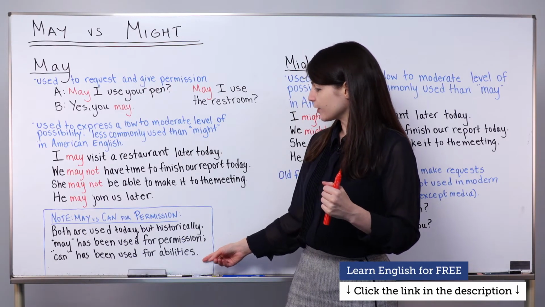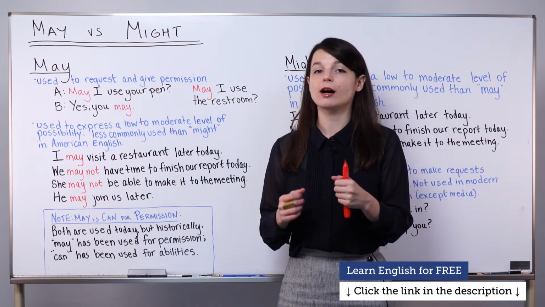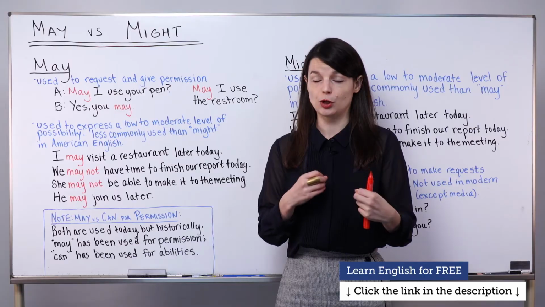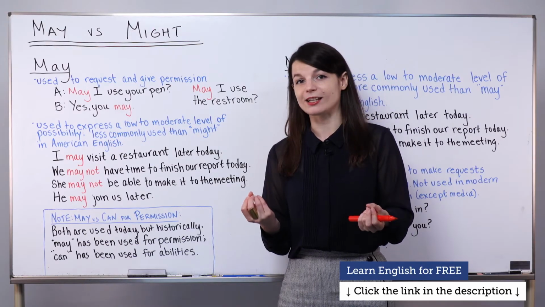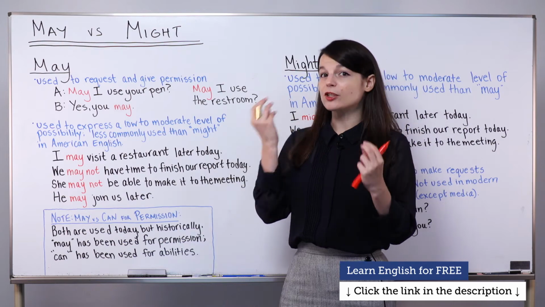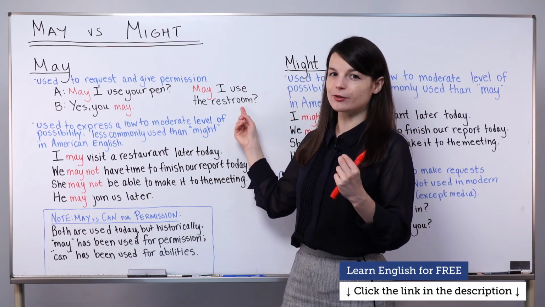Can, however, historically, has been used to talk about abilities. So the things we are able to do. For example, I can speak English. I can speak French. So if you're thinking historically, can I use the restroom?